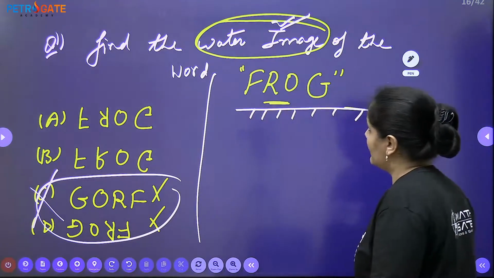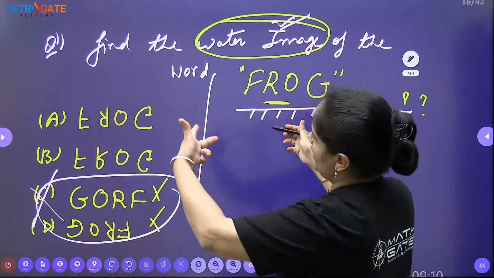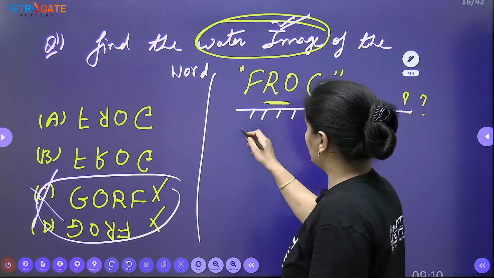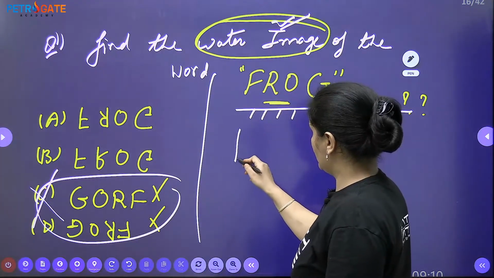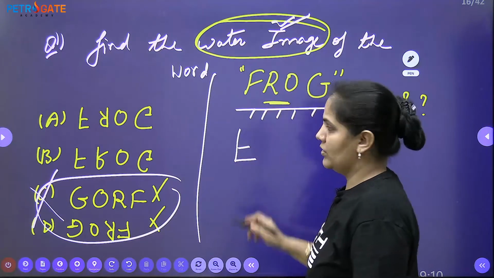Okay, ma'am. So let's go for this one. When we go for flipping F, what do we need to do? We need to put the upper portion of F here, and the lower portion of F will be here.